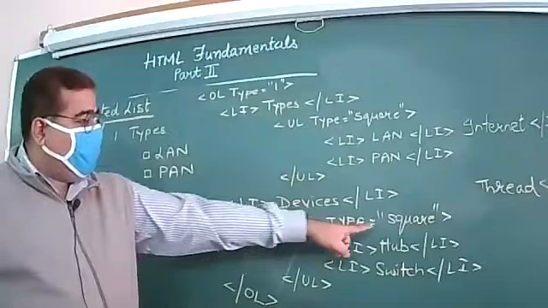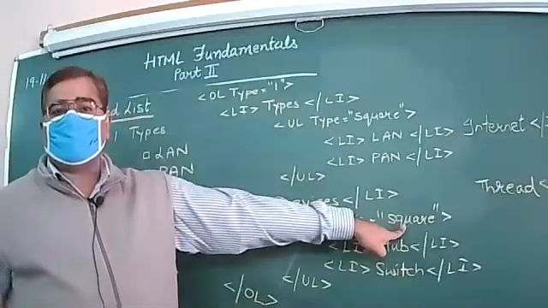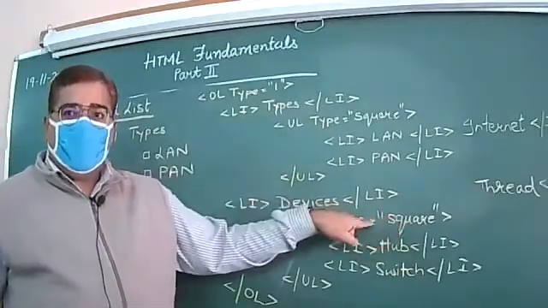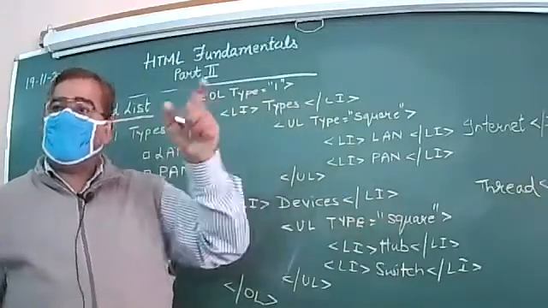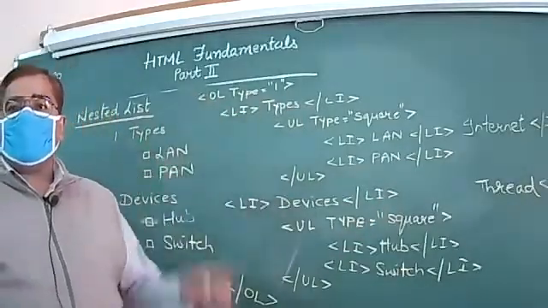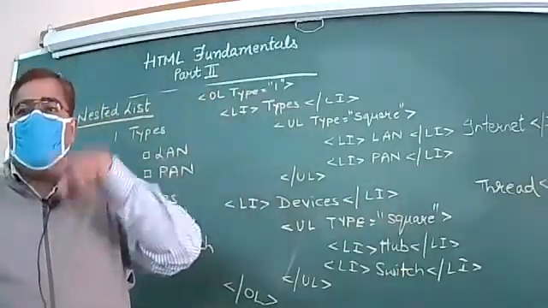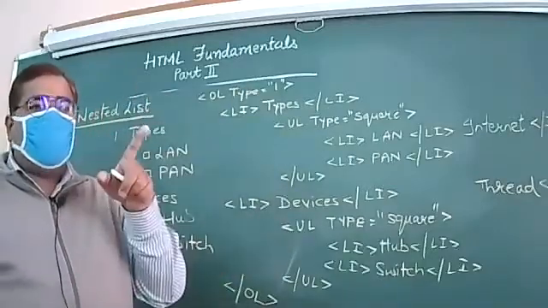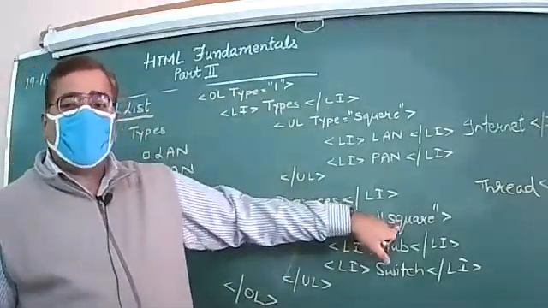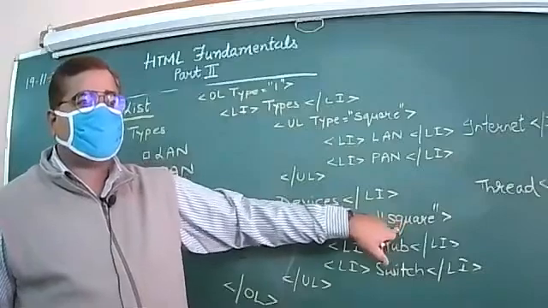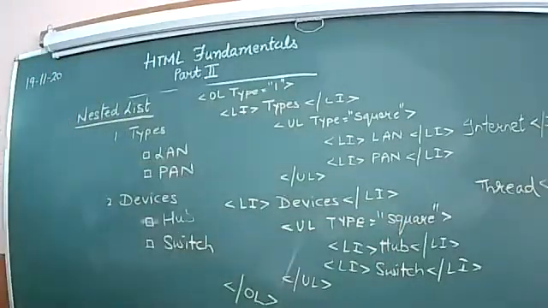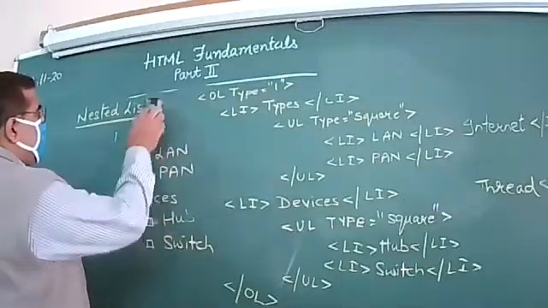The value of type attribute must be typed in lowercase. When you type the value of type attribute in uppercase, the problem may come in the browser. Instead of disk, circle may be displayed. Instead of circle, disk may be displayed. So it is preferable that you type the value of type attribute in lowercase. Clear? So that was all about the topic of list.